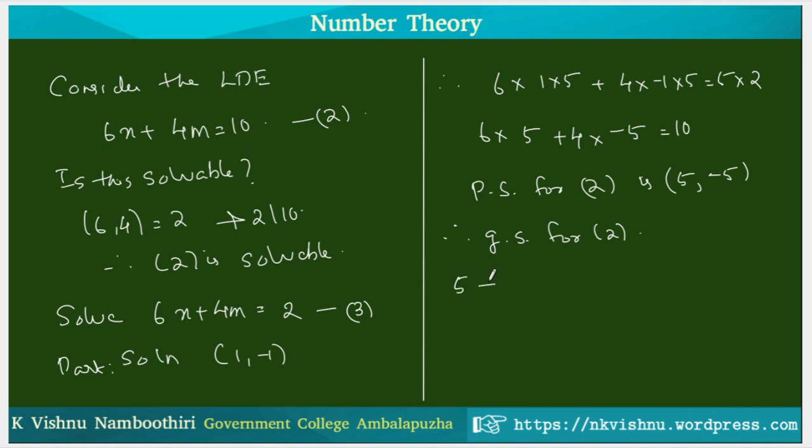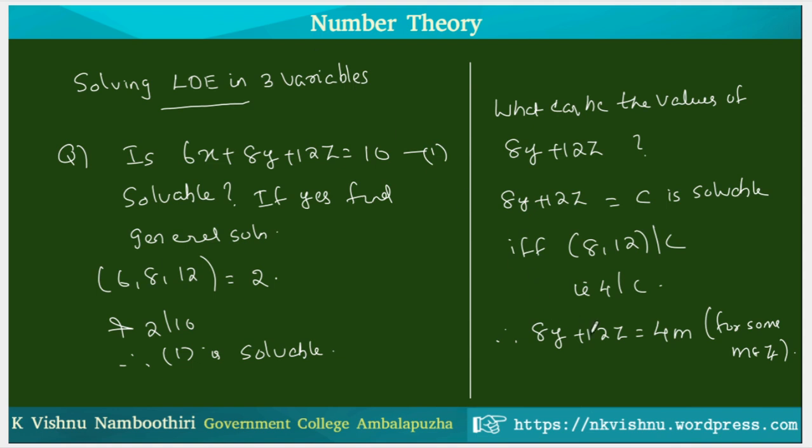Therefore the general solution for 2 is 5 minus b by d into q, 5 plus b by d. Here b is 4 and d is 2, so it is 5 plus 2q, minus 5 minus 6 by 2 into q, for q an integer. This is the general solution for equation 2. Now we will substitute this general solution into 8y plus 12z equal to 4m.